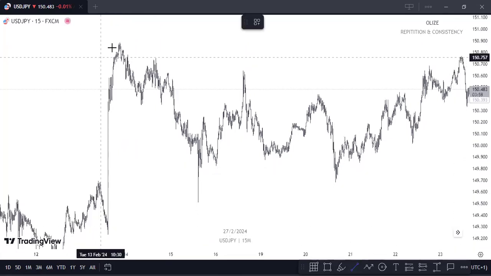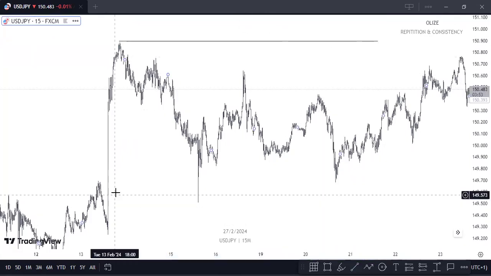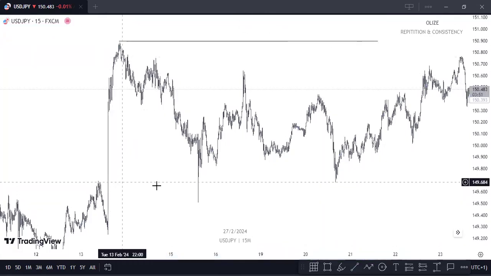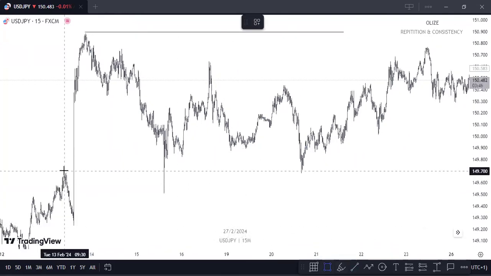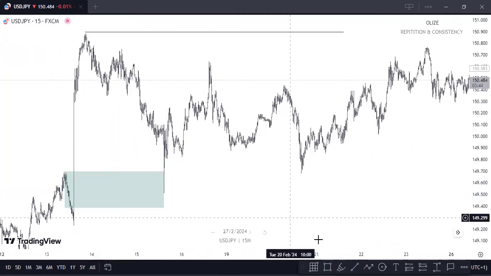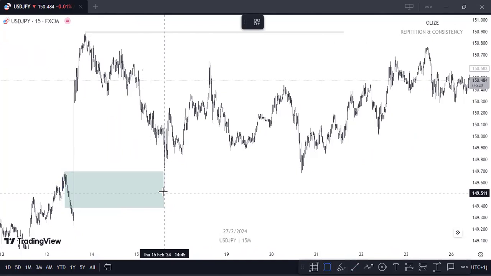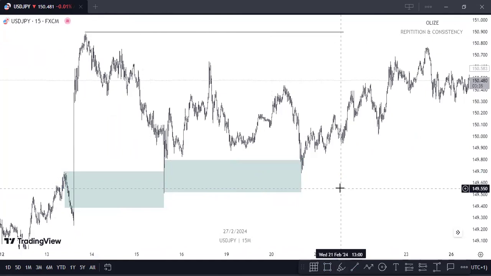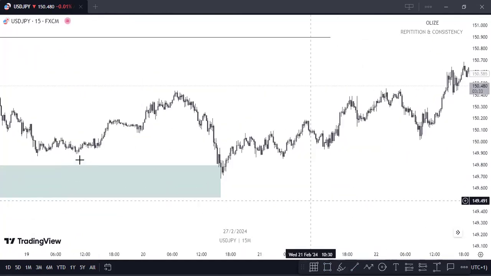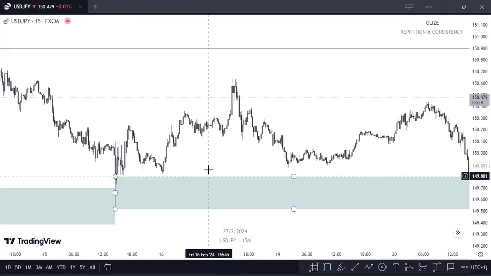Okay. This is your overall external range liquidity for this breaker block. This is a mitigation on its own. This is more like a retest. Price coming to react to your SCOB, your single candle order block.